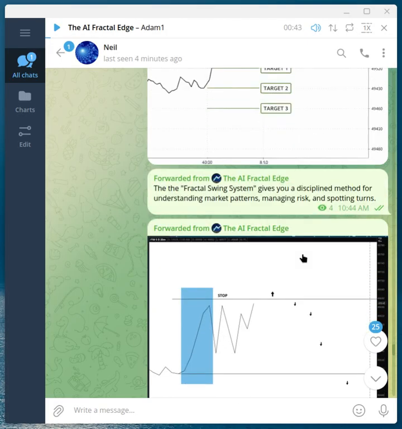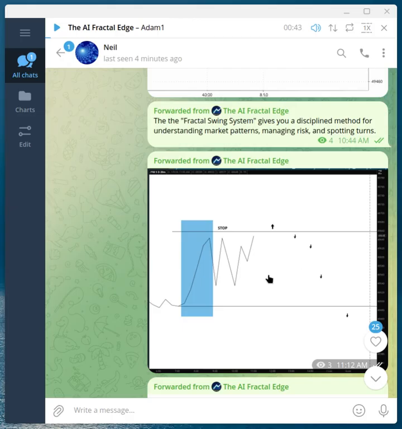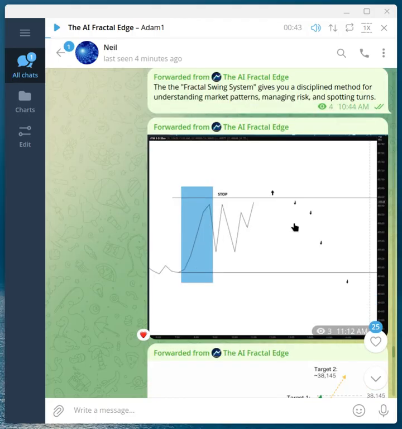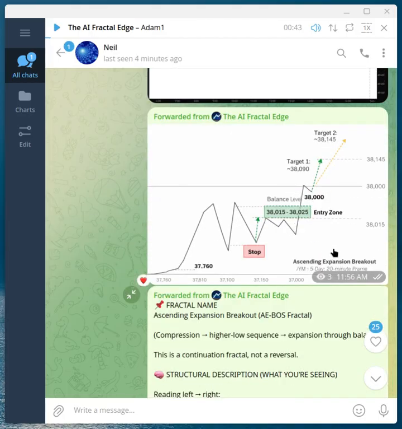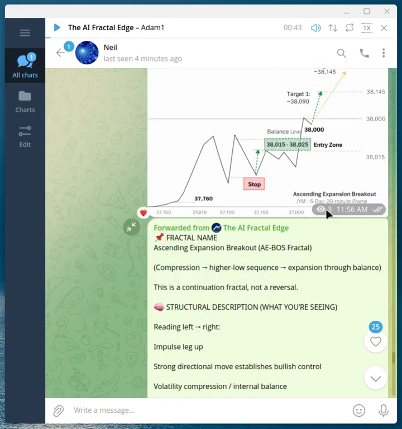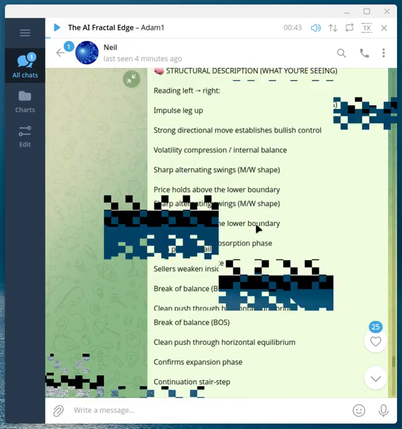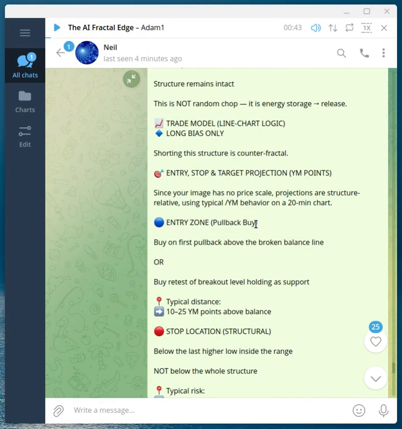And what I saw here was another fractal, ABC, and that was the previous stop. And if we broke above the stop, that would be a signal to go long, which we did. And again, I drew the stops and targets for that particular fractal. It's working out fine. That's number 3. Again, I described the fractals in detail for you.